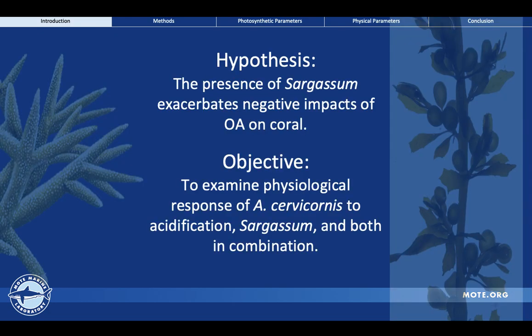With these interactions in mind, we hypothesize that the presence of sargassum algae exacerbates negative impacts of OA on coral. Therefore, the project's objective was to examine the physiological responses of A. cervicornis to acidified condition, sargassum, and a combination of both.